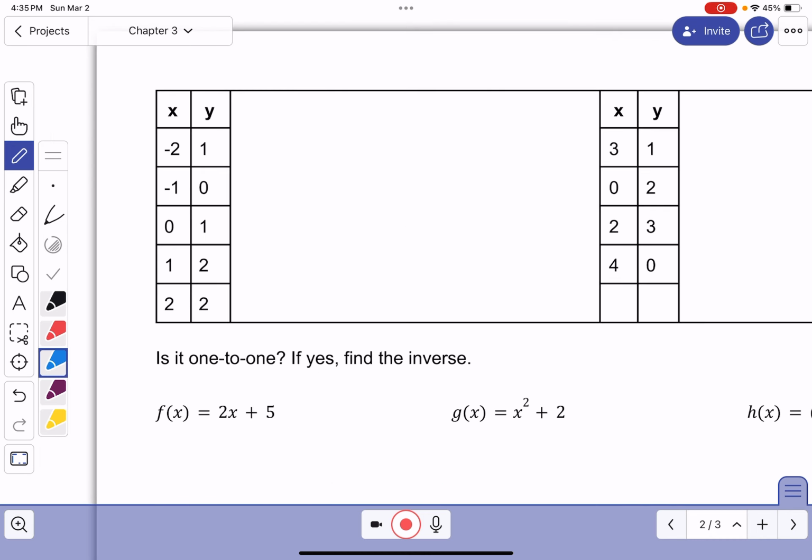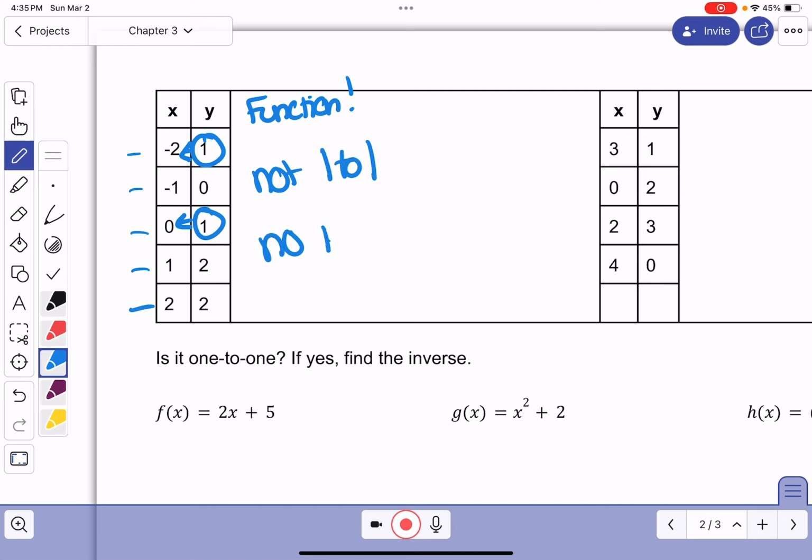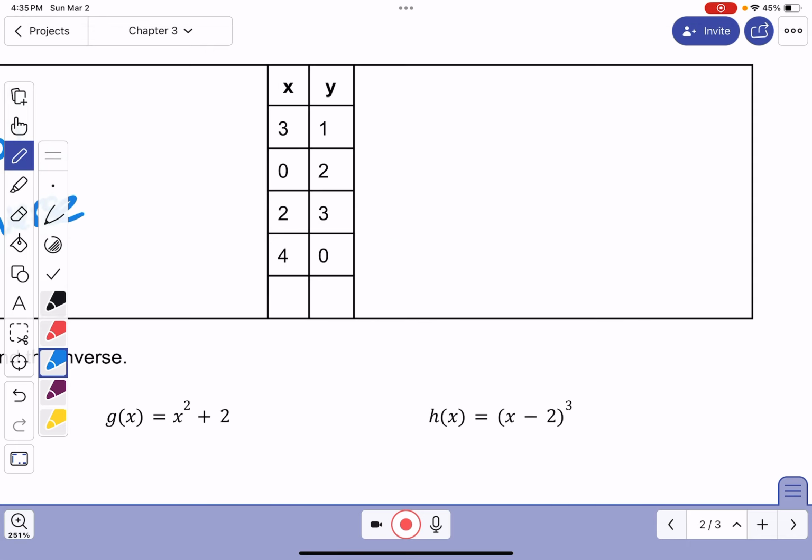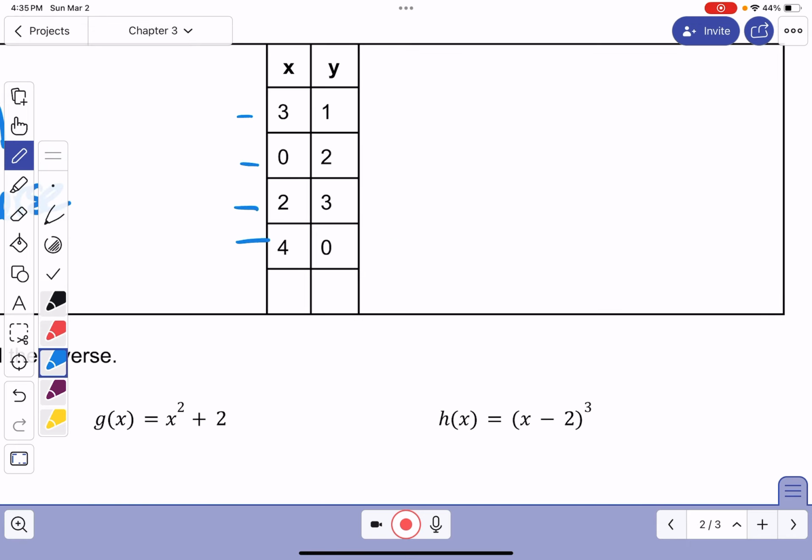If you have a table of points, first you're going to check, is it a function? So we go through, all those x's are different. Yes, it's a function. Awesome. Then we look for one-to-one. So here we have two y's that are the same, but the x's are different. So this is not one-to-one, which means there's no inverse. So let's do the same thing over here. Check. All our x's are different, so it is a function. All the y's are different, so it is one-to-one.